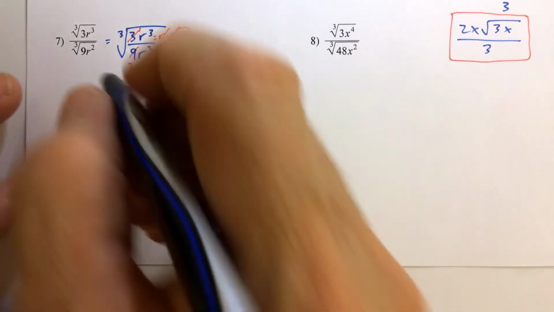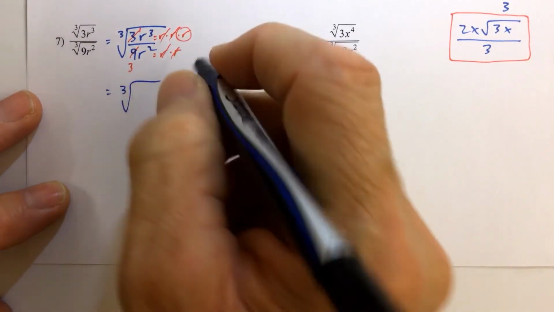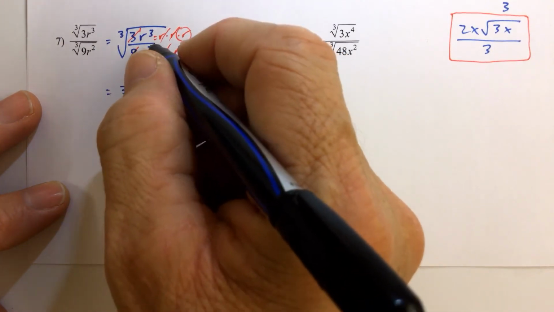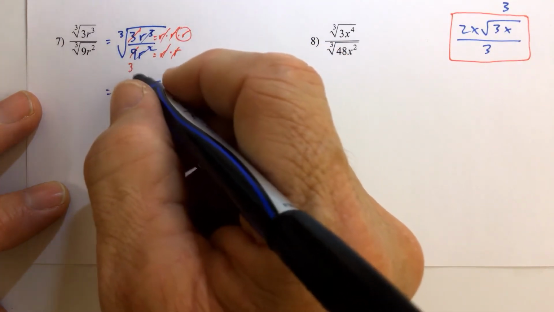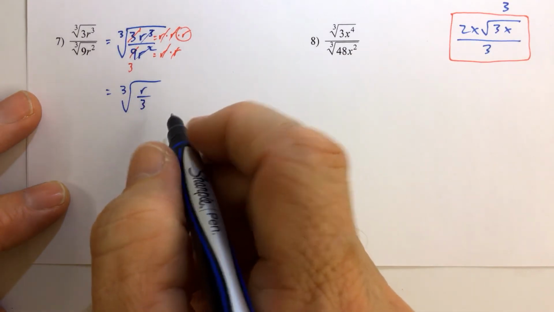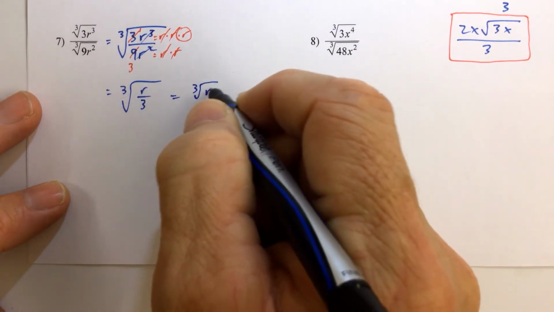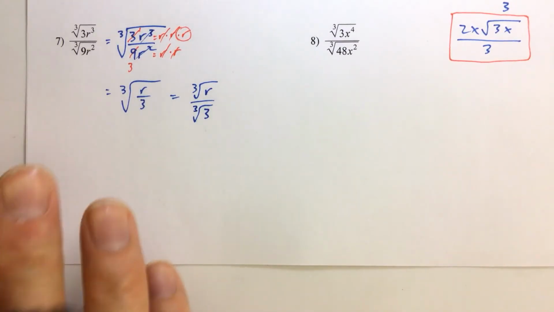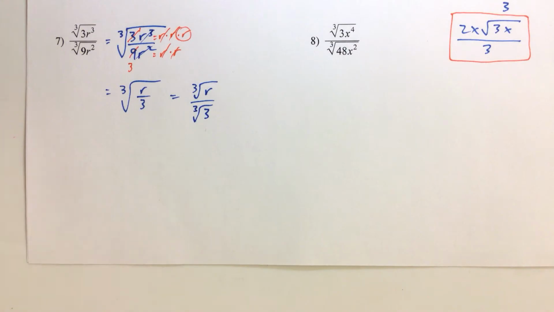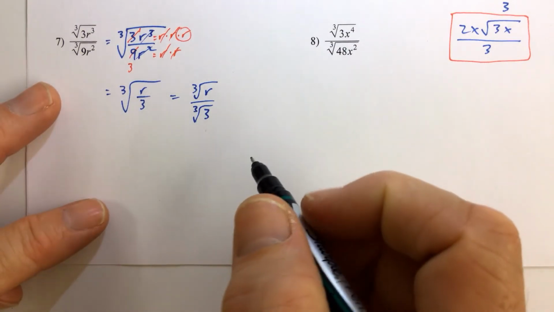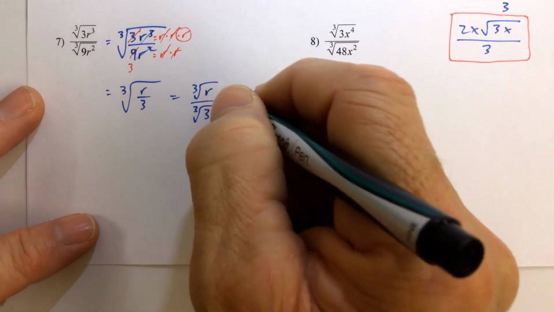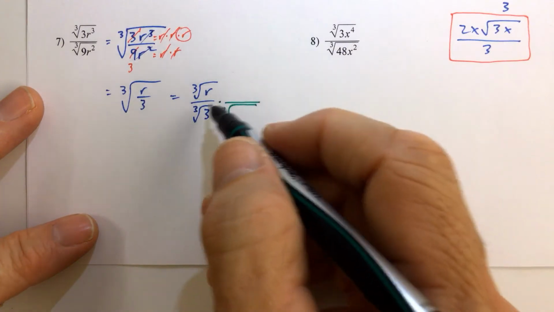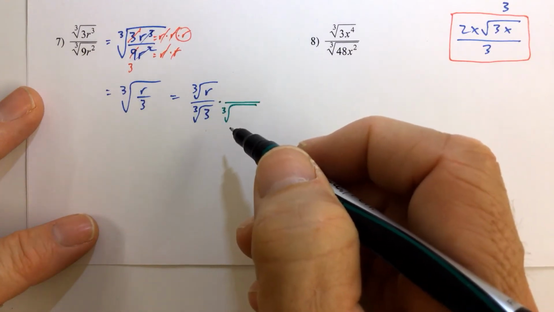So when the dust settles here, we see we have the cube root of, the only thing left in the numerator is that r, and the only thing left in the denominator, since the r squared got canceled, is the 3. So we have the cube root of r over the cube root of 3. Now, just like I said in the last video, you're not allowed to leave any irrational numbers in the denominator. And so we have to multiply top and bottom by a strategic number here so that the denominator doesn't have any more radical signs in it.